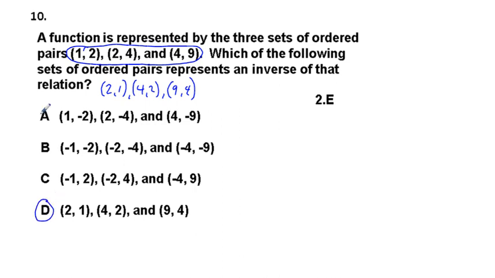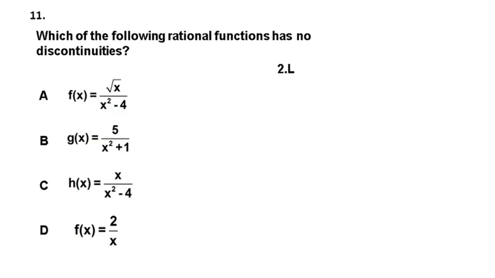Next, 11. Which of the following rational functions has no discontinuities? Well, here for A, we know that x squared minus 4 cannot equal 0. So using the difference of squares, we can rewrite this as x plus 2 cannot equal 0 and x minus 2 cannot equal 0. So there are definitely two discontinuities there.